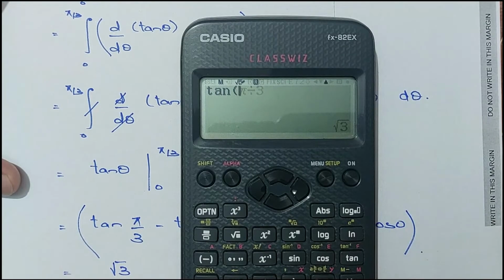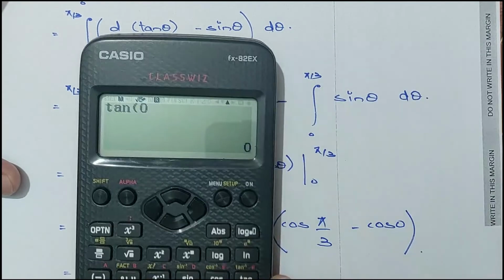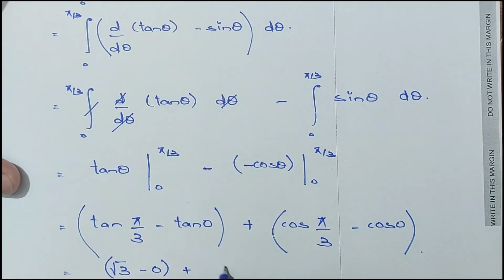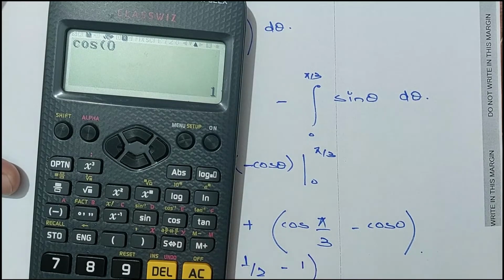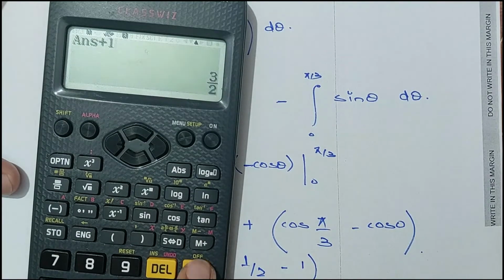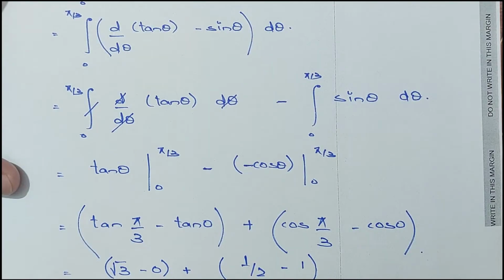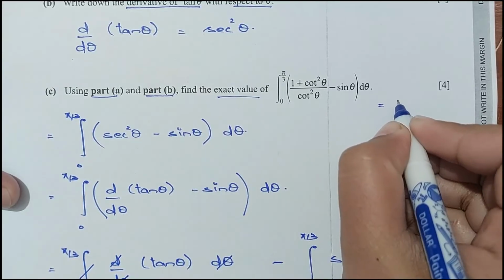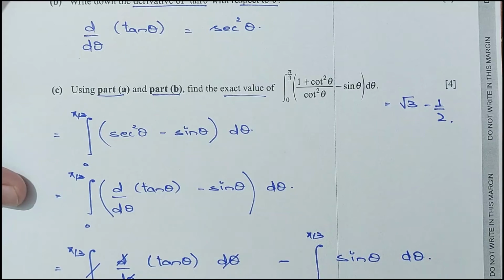And what is tangent of 0? It is just 0, plus cos pi by 3, which is 1 by 2. And what is cos 0? This is 1. And 1 by 2 minus 1 is minus 1 by 2, and this is root 3. So the exact value of this integral is root 3 minus 1 by 2. This is the exact value.